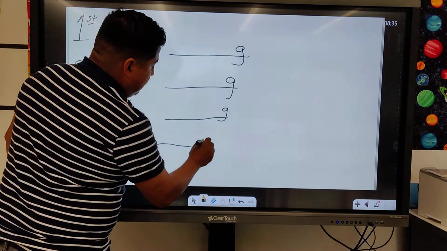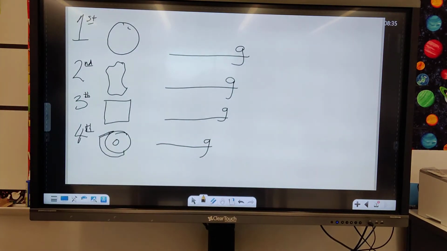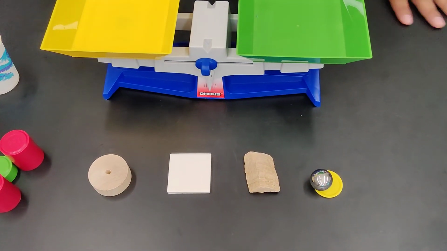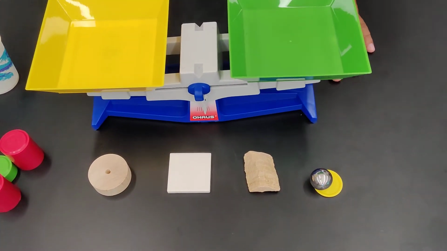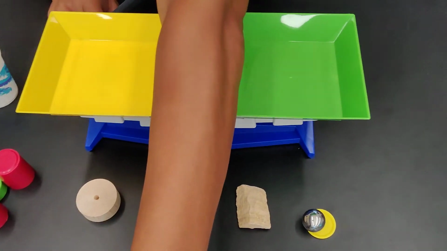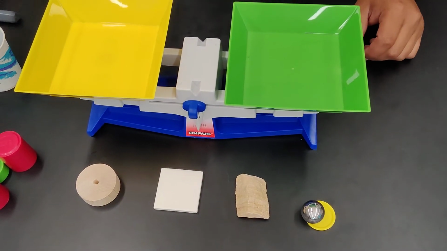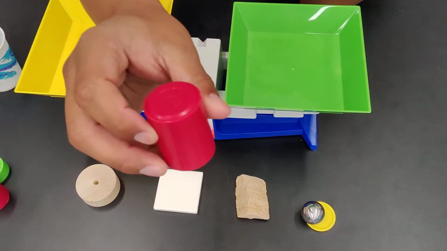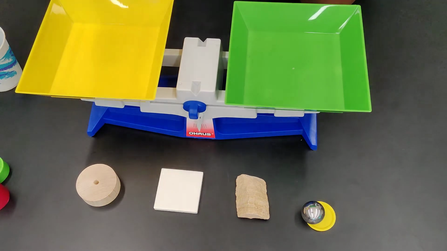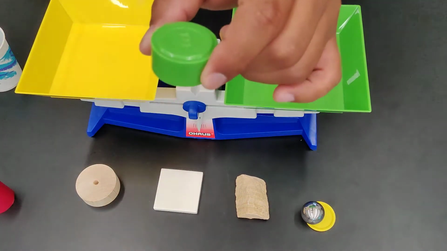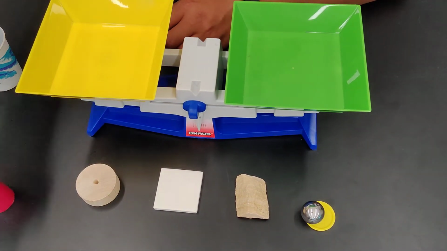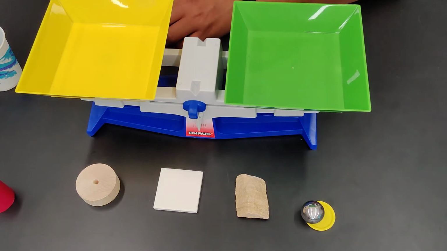And that is, we're gonna find out how many grams that one has, okay? All right, so how do we do that? How do we find out how many grams each one has? So what we need to do is use our measurements. This one right here measures 25. This one measures 10. The blue one measures 5.